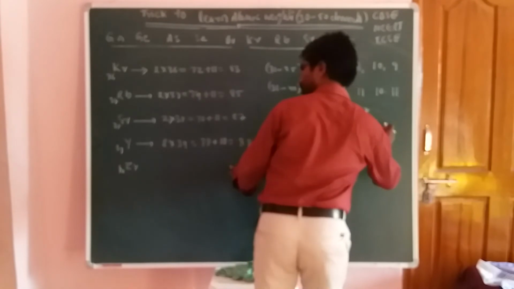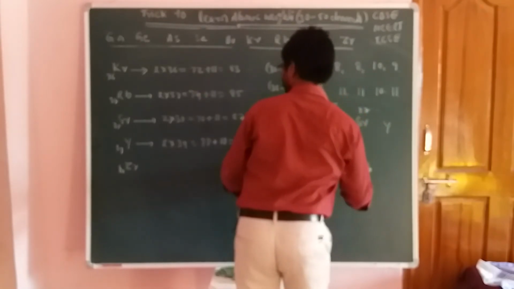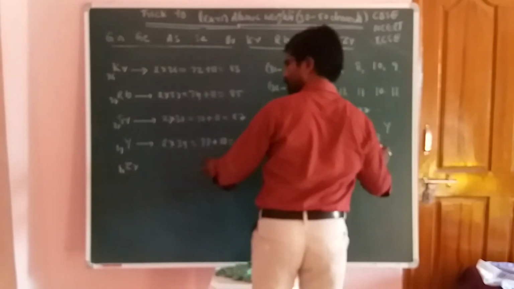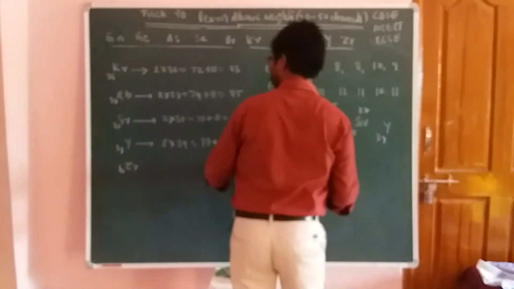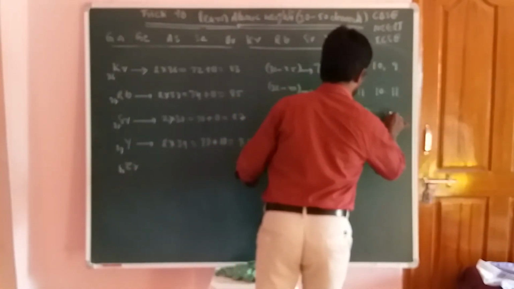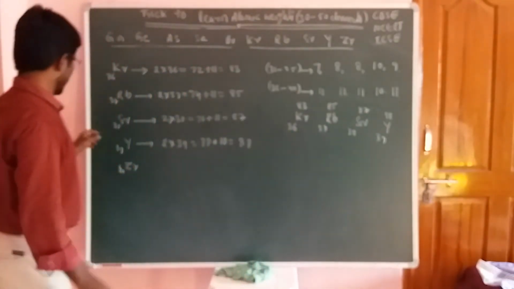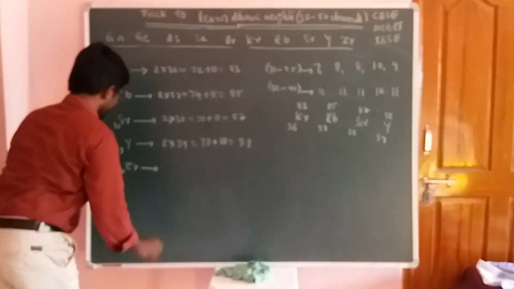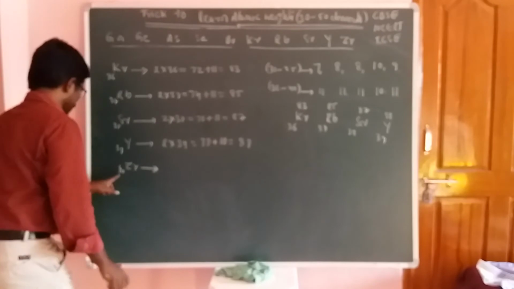So you should write that one is yttrium: atomic number 39 and atomic weight 88. Students? And the next one is zirconium. Here zirconium atomic number 40.